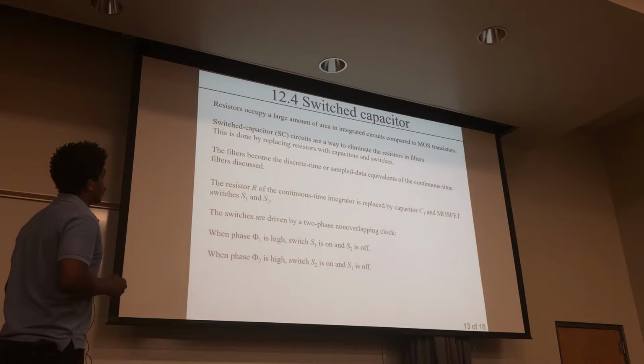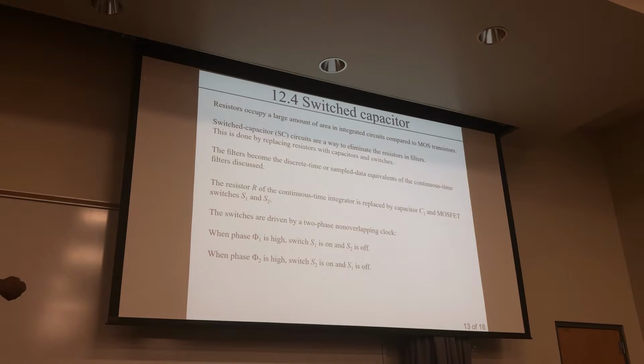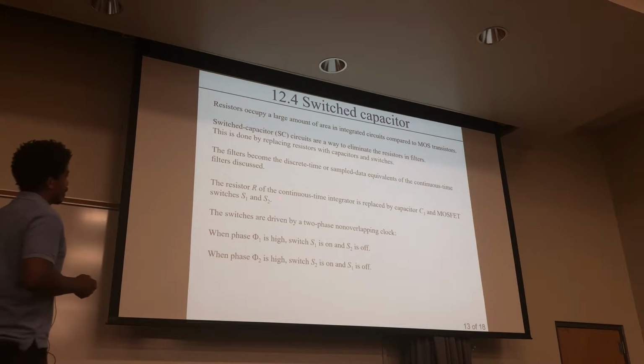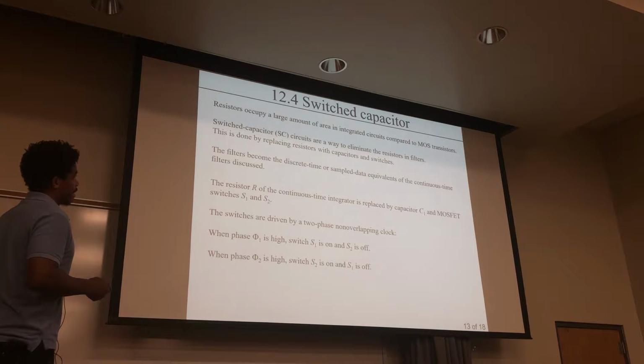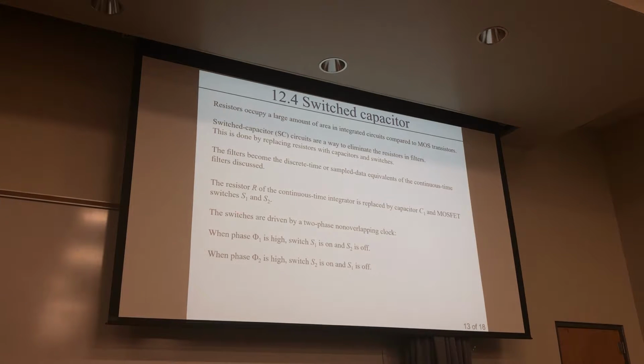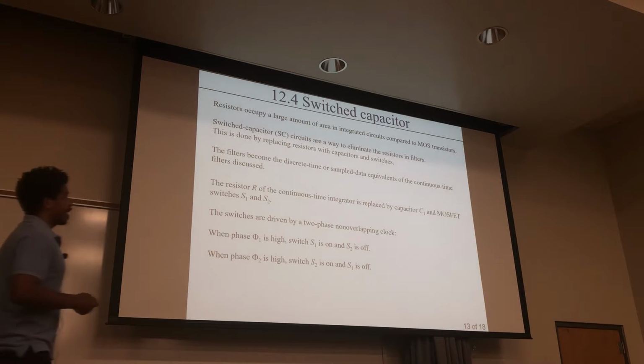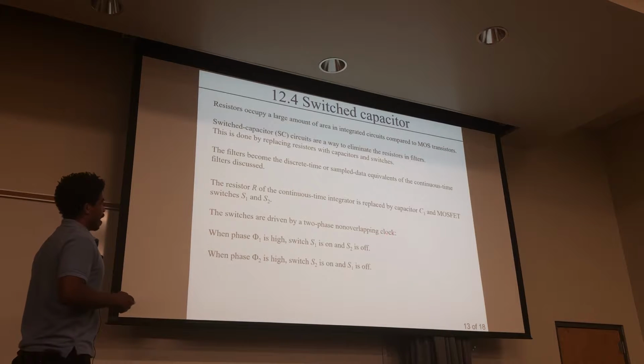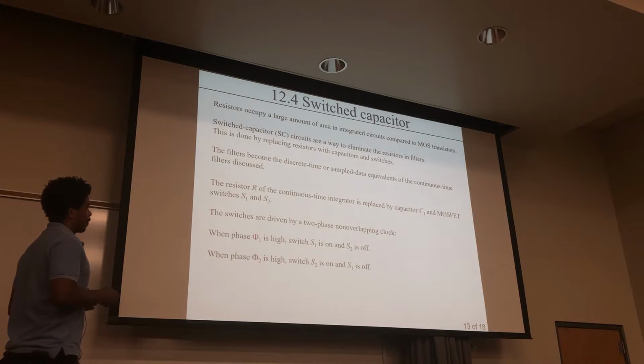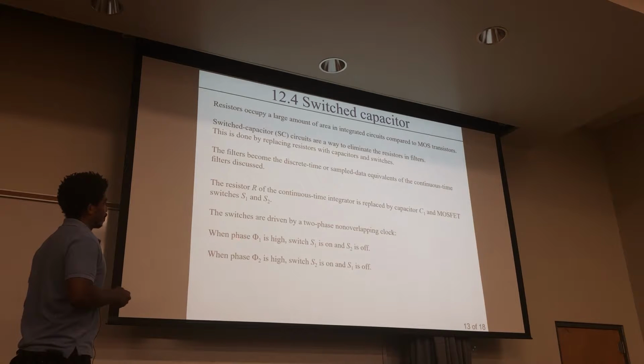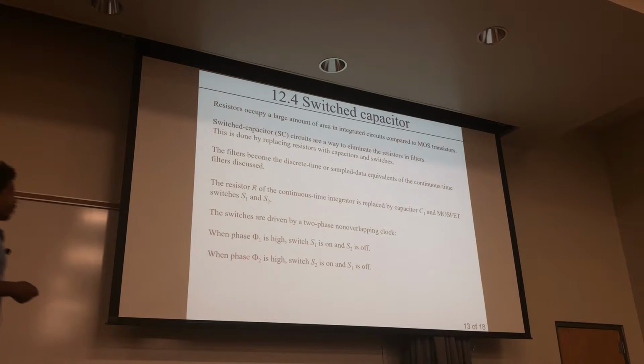The filters become the discrete time or sampled data equivalents of the continuous time filter. And the resistor of the continuous time integrator is just replaced by a capacitor and MOSFET switches, S1 and S2. I'll show you an image next. So the switches are driven by a two-phase, non-overlapping clock, and it has two phases, phi1 and phi2. When phase phi1 is high, switch S1 is on and switch S2 is off. And when phase phi2 is high, then switch S2 is on and S1 is off.